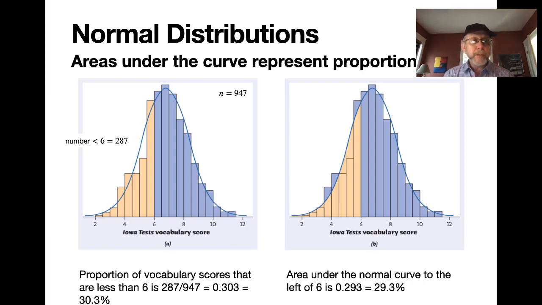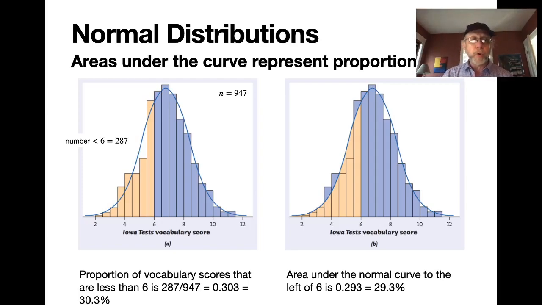What we would do is exactly what we've done before. To find that proportion, we just count up all the measurements that are in those highlighted bars, all the measurements that are less than 6. There turns out to be 287 of those, and we would divide that by 947. And so we would find that the proportion of scores that are less than 6 was 287 divided by 947, or 0.303, or 30.3%. So we've done that before.